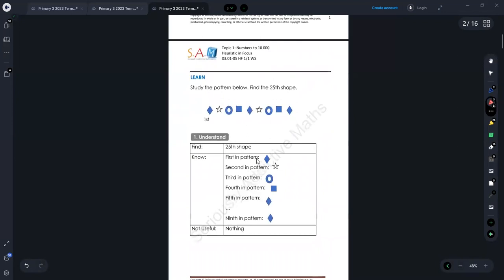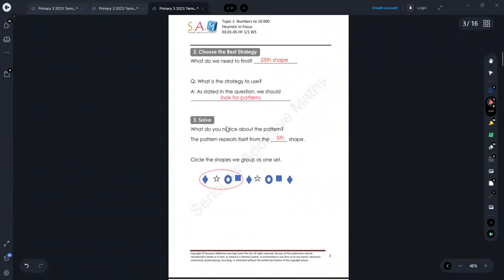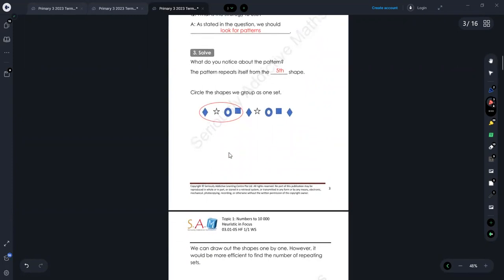Okay, so this is an important question to do. This marks the start of primary 3, apart from guess and check, right? So they are supposed to find the 25th shape. First thing that they need to do is recognize what the repeating pattern is here. So you see the repeating pattern is like this. So what it means is every repeating pattern has 4 shapes in there. So get them to recognize that 4 shapes.